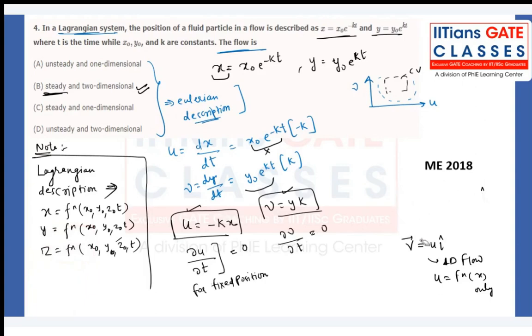So which kind of descriptions are there? We have to represent the velocity field, right? So note down note number 1. Here you can note down note number 2.